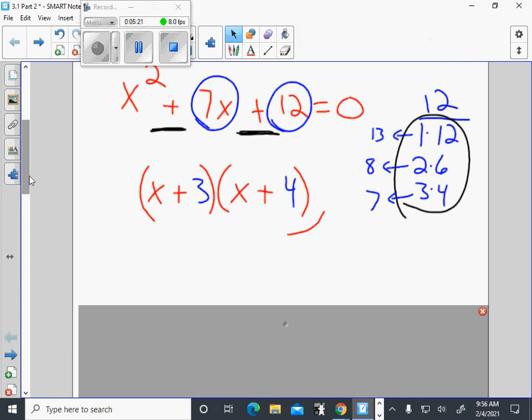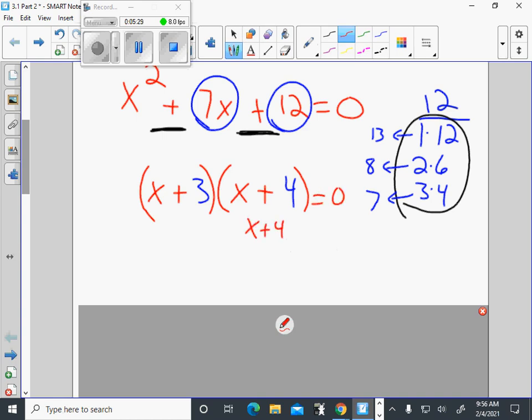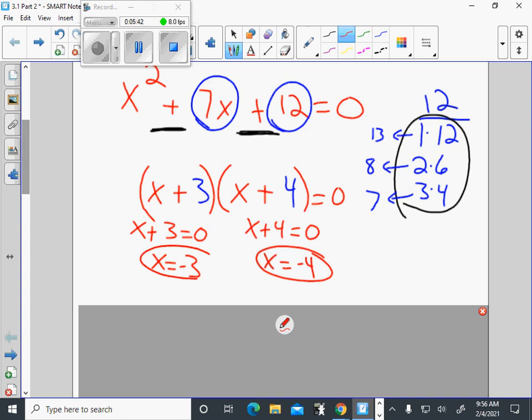Oh, that's not my final answer. I almost circled it. Okay, remember, that's going to be equal to 0. Break this up. We have x plus 4 equals 0. If we subtract 4, we get x is equal to negative 4. X plus 3 is equal to 0. We subtract 3, we get x is equal to negative 3.